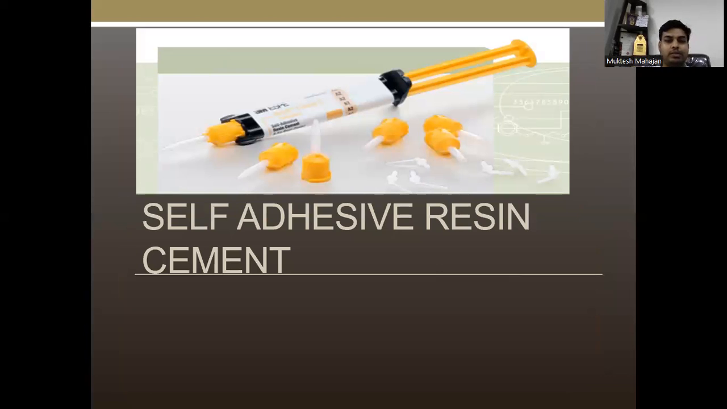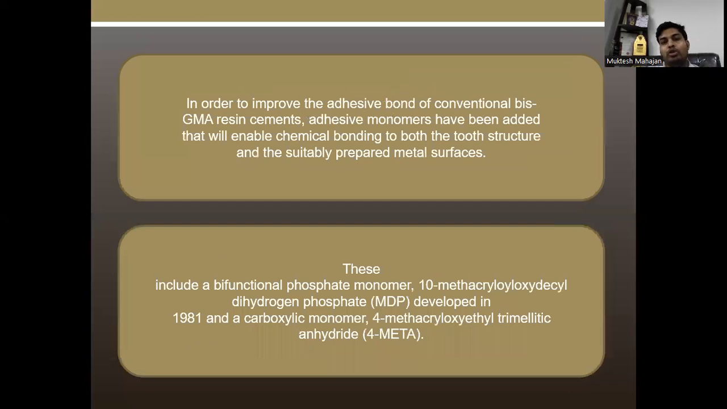Now the self-adhesive resin cements. In order to improve the adhesive bond of the conventional dual cure resin cements, adhesive monomers have been added that enable chemical bonding to both the tooth structure and suitably prepared metal surfaces. This includes a bifunctional phosphate monomer, 10-methacryloyloxydecyl dihydrogen phosphate (MDP), developed in 1981, and a carboxyl monomer, 4-methacryloxyethyl trimellitate anhydride, 4-META.